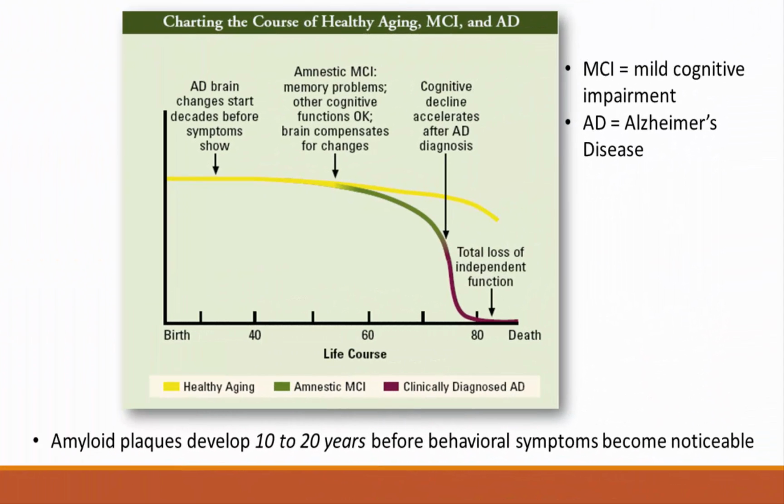What's really interesting is that science has shown us that these changes in the brain actually occur 10 to 20 years even before behavioral symptoms are noticed. So if you look at this graph here, AD stands for Alzheimer's disease, MCI stands for mild cognitive impairment, and the yellow line is healthy aging. For those who later receive a clinical diagnosis of Alzheimer's disease, the changes in the brain, such as amyloid plaques and neurofibrillary tangles, can actually occur decades before symptoms actually show up.